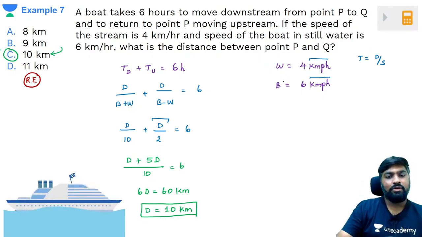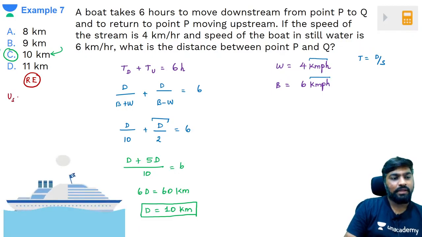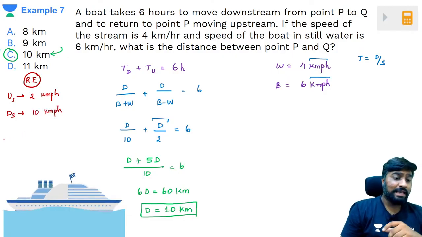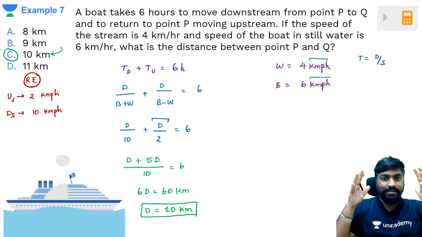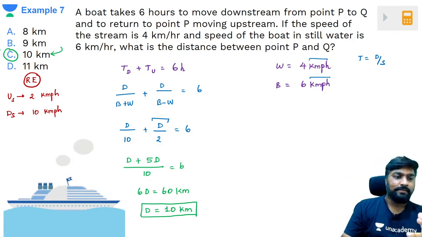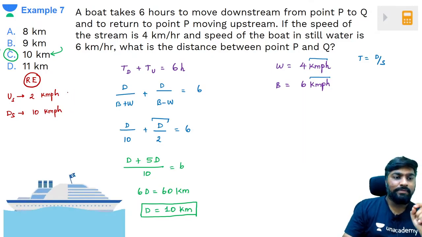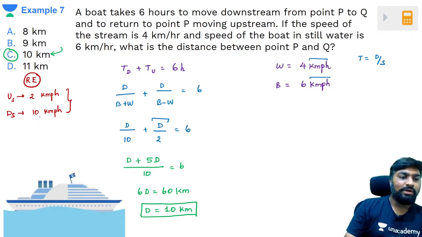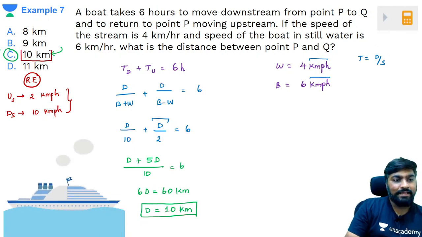Let's look at this. We know that the upstream speed is going to be 6 minus 4, 2 kilometers per hour. Downstream speed is going to be 4 plus 6, 10 kilometers per hour. I'm not saying this has to be the answer. There's no guarantee. But the one that you should try should be a number that is divisible by both 2 and 10. Since 10 itself is an even number, you don't have to check with 2. The only number that is divisible by 10 is 10 itself. So it's more likely that this will be our answer.